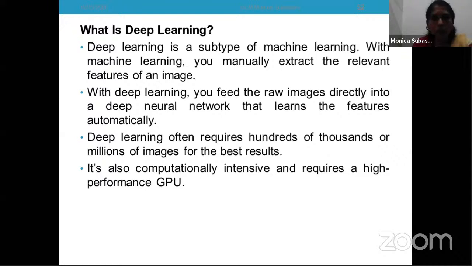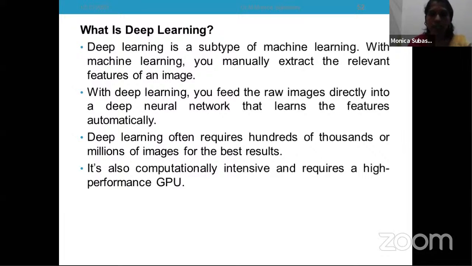Okay, now let me proceed. What about deep learning? What is the important information you need while you're going to work with deep learning? First of all, collect the raw images. Feed the raw images. No need to pre-process, because pre-processing will be taken care of by deep learning itself. We need only a deep neural network that will learn the features automatically. But you need hundreds or thousands of images for best results.